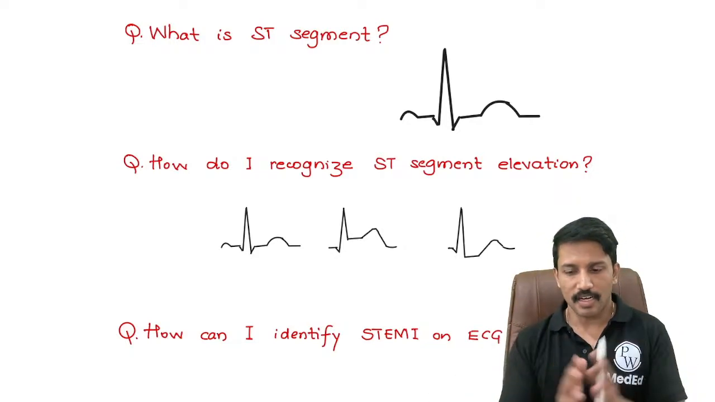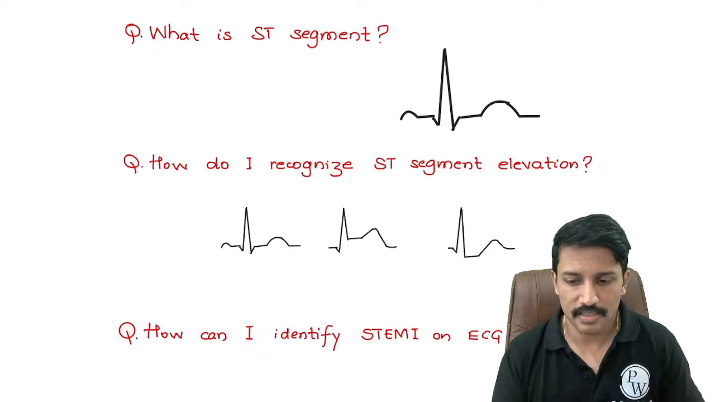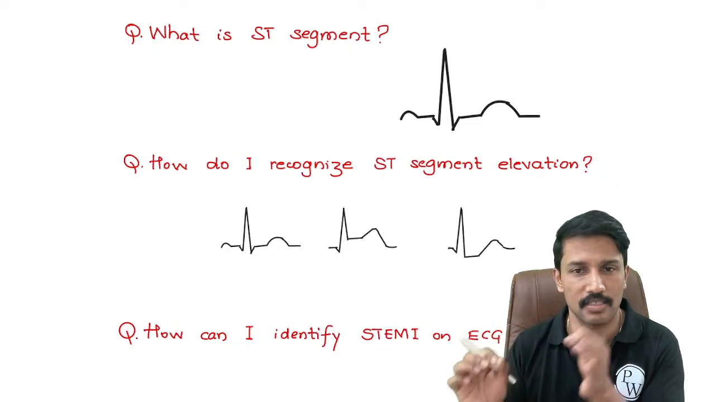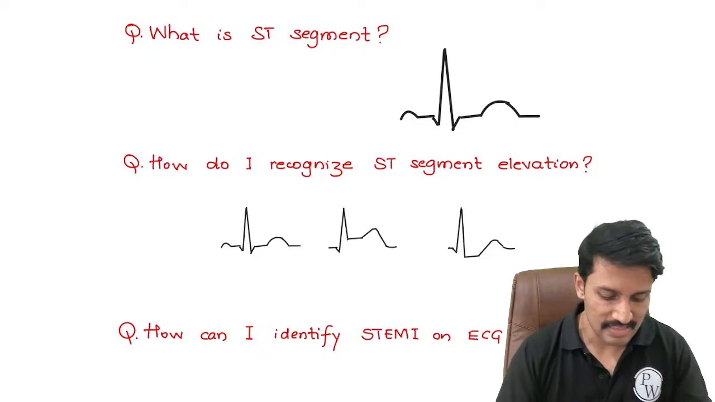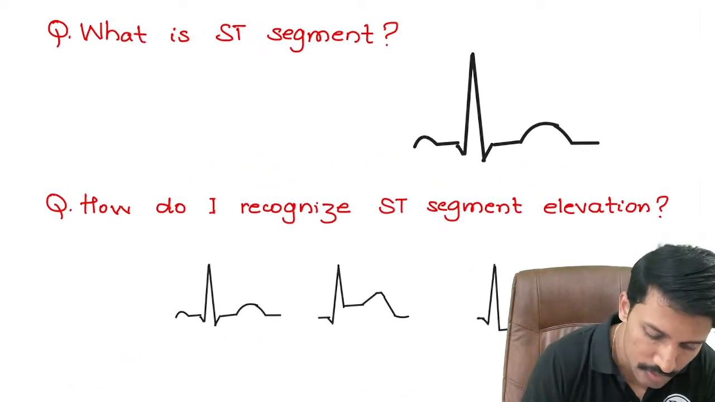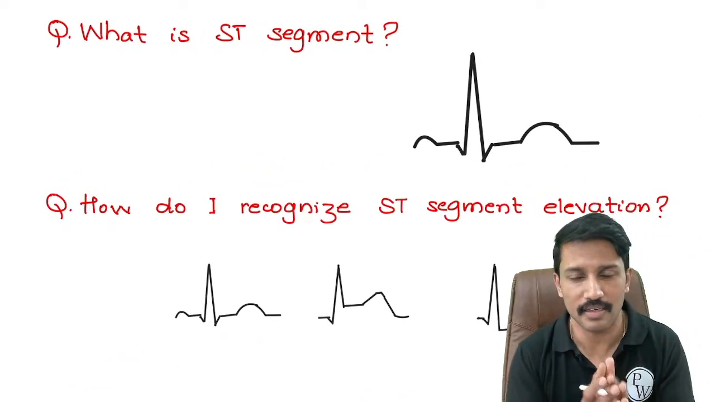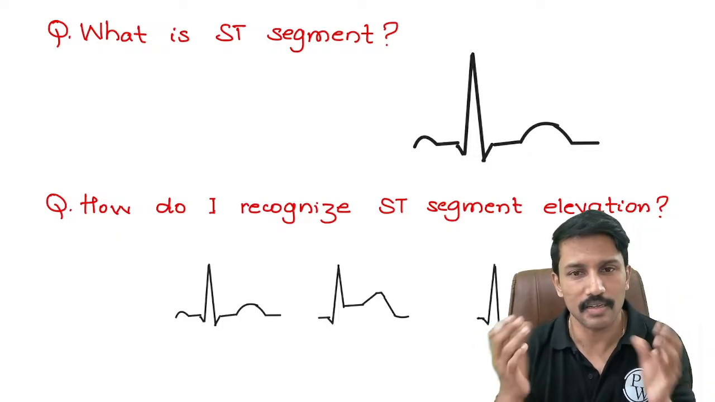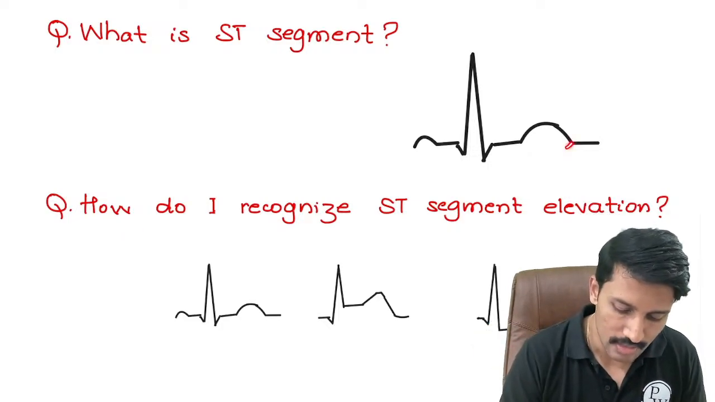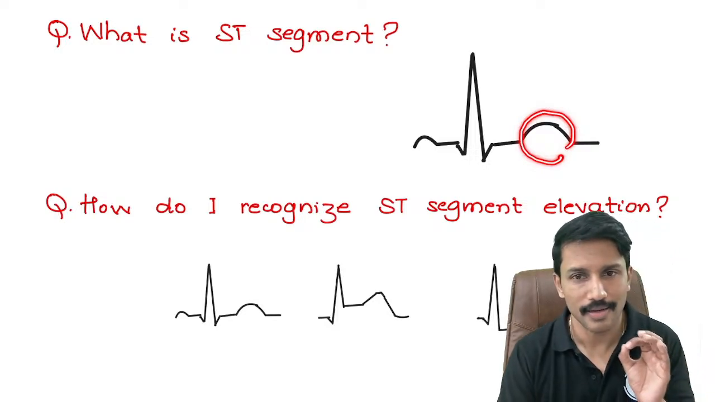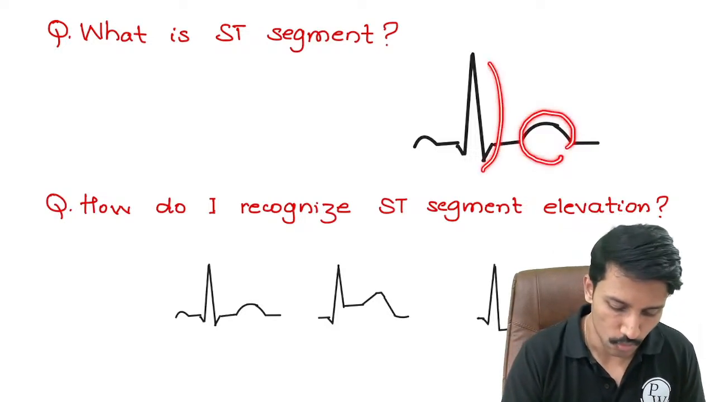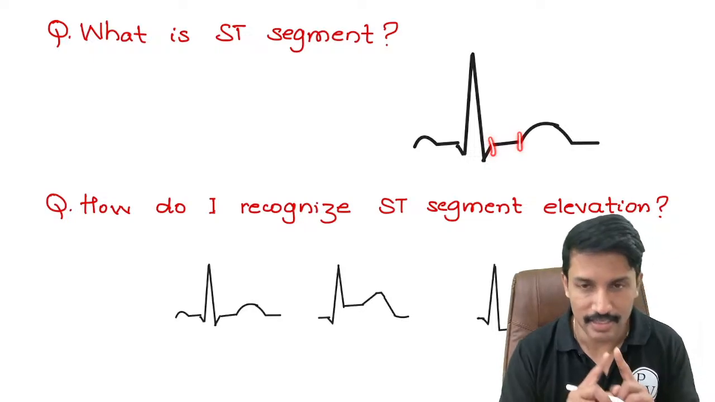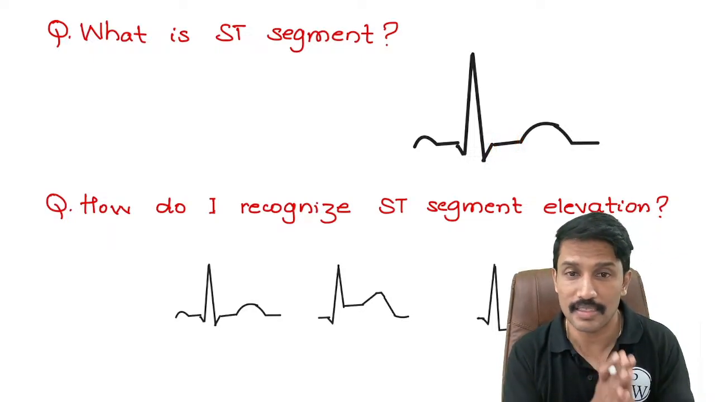Okay, so let us start with the ST segment. First, we will understand what the ST segment is, and then we will talk about ST segment elevation and ST segment elevation MI. What is the ST segment? The ST segment refers to that isoelectric line between the ventricular depolarization and repolarization. We already know that the T wave is the ventricular repolarization wave and the QRS is our ventricular depolarization wave, and anything between them on that isoelectric line is what we are going to call the ST segment.